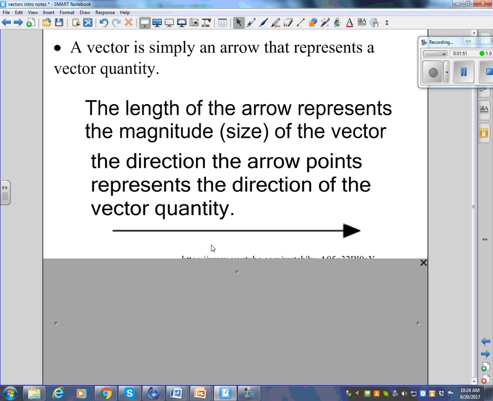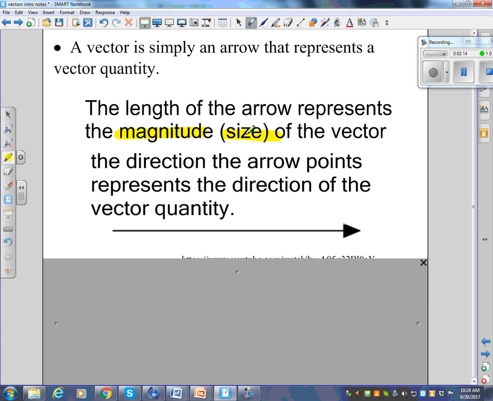The length of the arrow, how long it is, represents the magnitude or size of the vector. Now, I often get kids asking me about the word magnitude later. They don't remember this part, so I'm going to ask you to highlight it or do something to remember it. Magnitude means the size, how big it is. The longer the vector, the bigger the vector quantity.